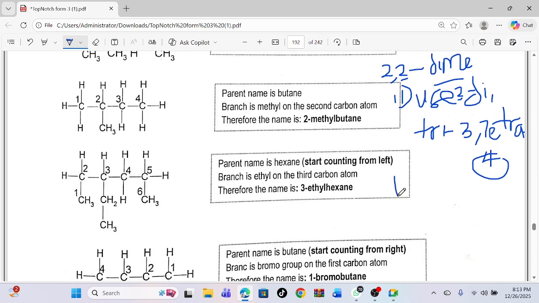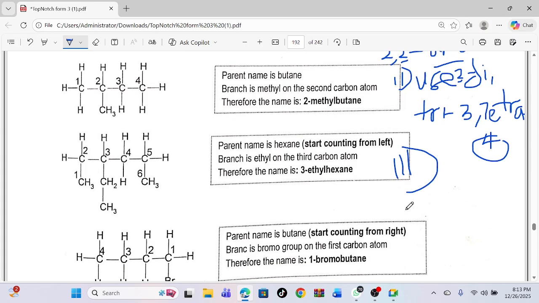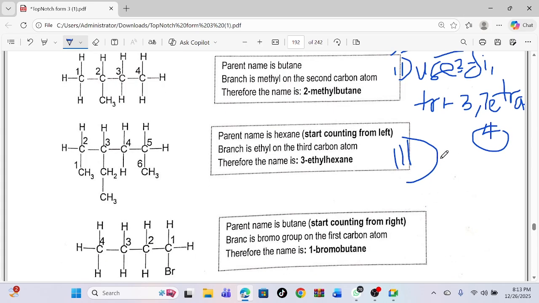Rule number three says in alkanes, give priority to the branch. So we give priority to the branch.